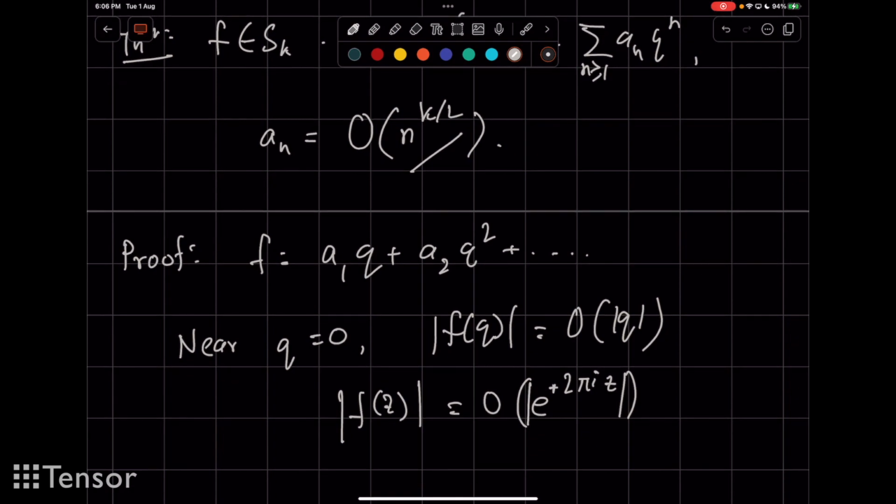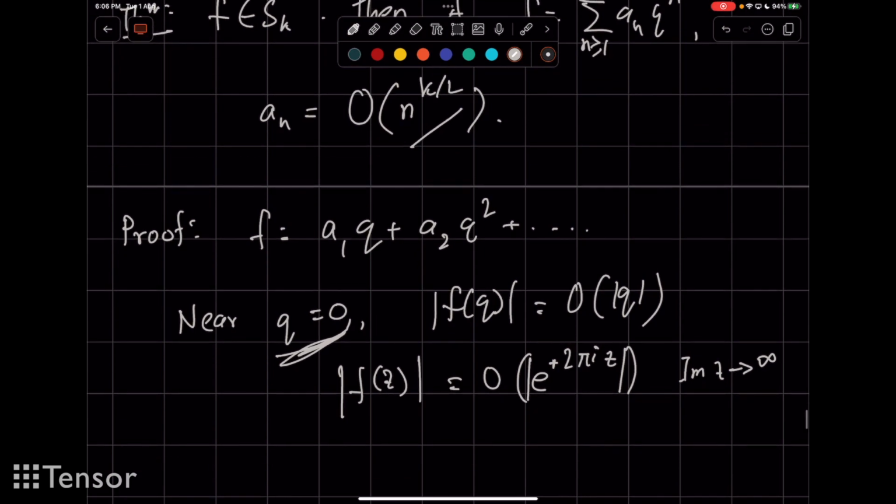And where is this true? This is true for the imaginary part of z going to infinity, like the imaginary part of z being very large, right? Because if q is 0, that denotes that the imaginary part of z is infinity, right? And if we compute this, it becomes order of e to the negative 2 pi y, as y goes to infinity.